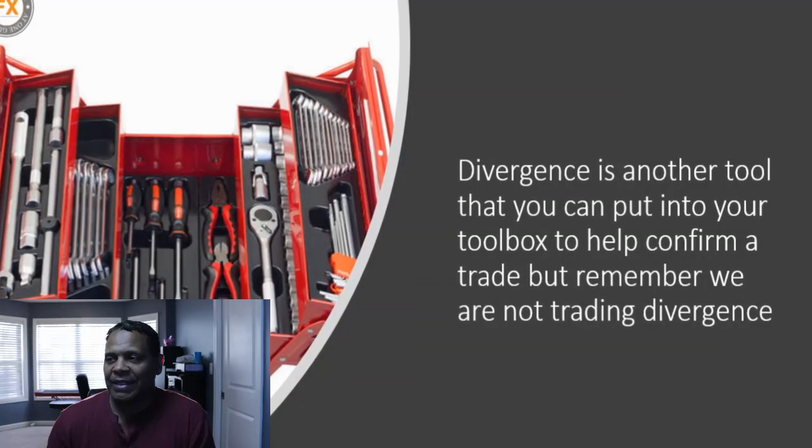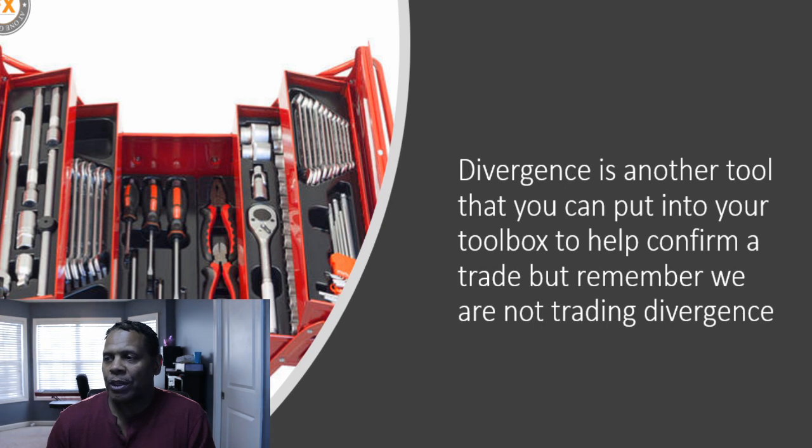So basically, guys, divergence is another tool that you can put into your toolbox to help confirm a trade. But remember, we do not trade the divergence. We're not trading the divergence. We're using it as a tool to show us the strength of the market. If there's weakness or strength in the uptrend or even a range, you can use this.